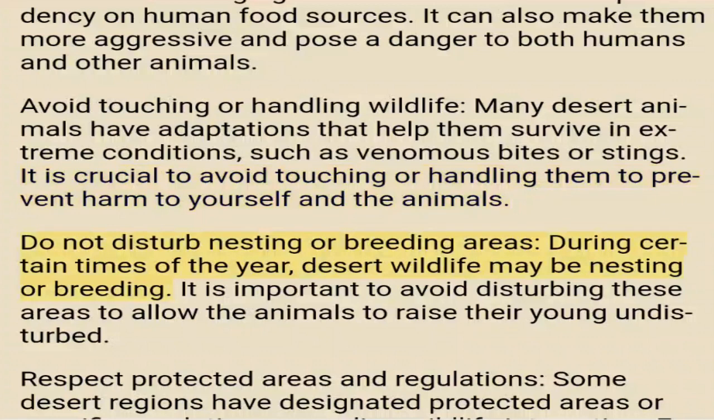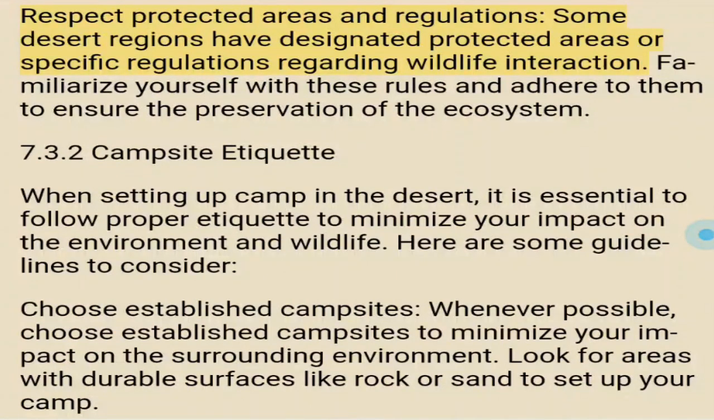Do not disturb nesting or breeding areas. During certain times of the year, desert wildlife may be nesting or breeding. It is important to avoid disturbing these areas to allow the animals to raise their young undisturbed. Respect protected areas and regulations. Some desert regions have designated protected areas or specific regulations regarding wildlife interaction. Familiarize yourself with these rules and adhere to them to ensure the preservation of the ecosystem.